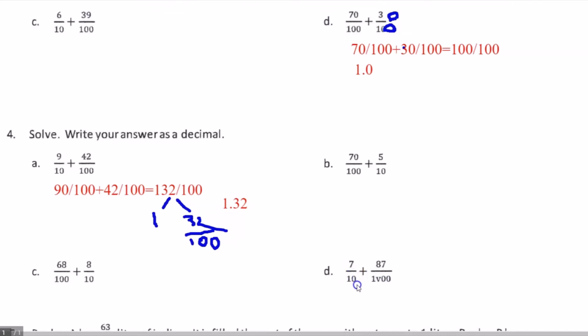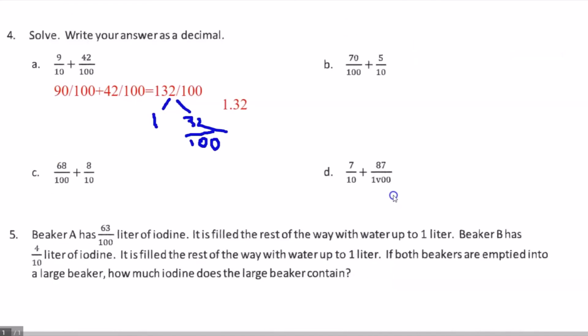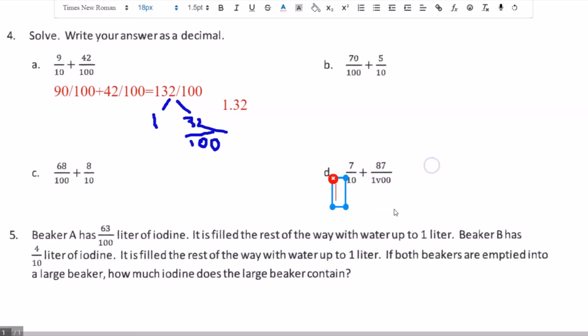I have 70 tenths plus 87. It says 1V00. That doesn't look right. Let's call it 87 hundredths. I can't believe Eureka has a mistake in it. But, very simple. 7 tenths is, add a 0, 70 hundredths, plus 87 over 100. Again, calculator or paper, it doesn't matter.